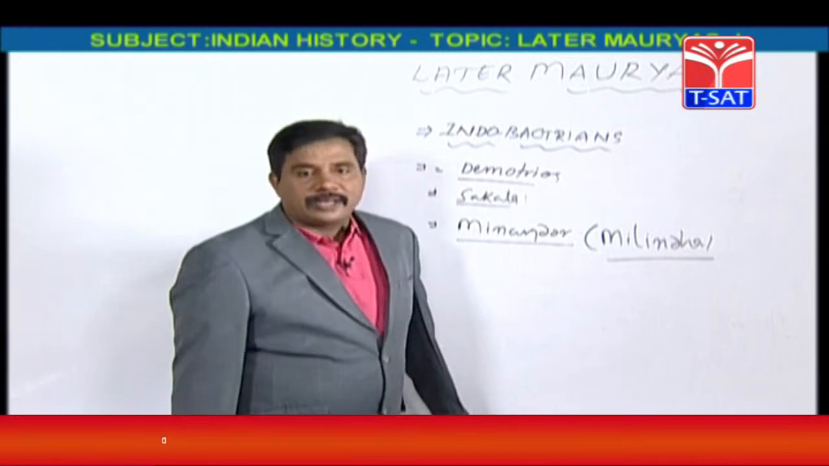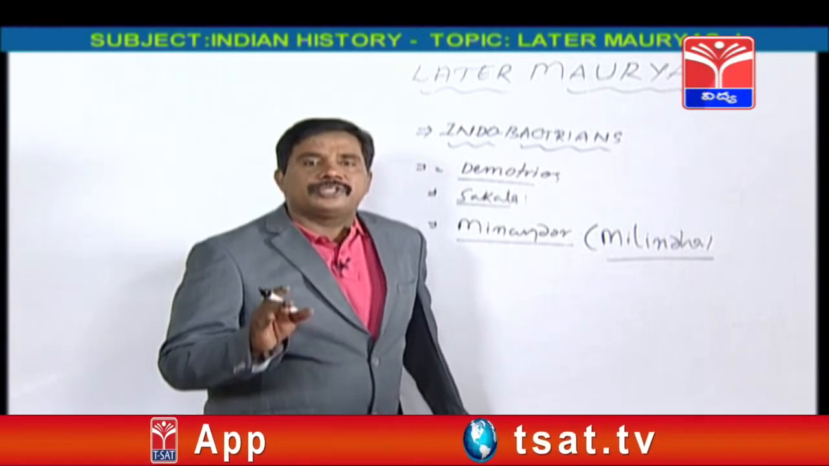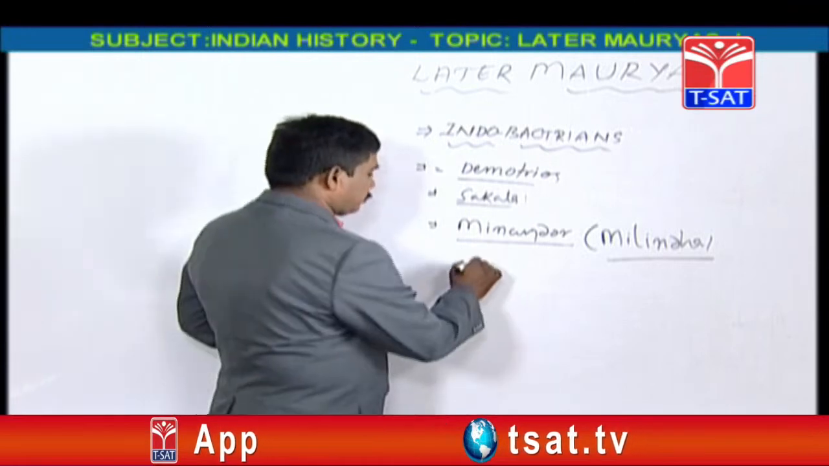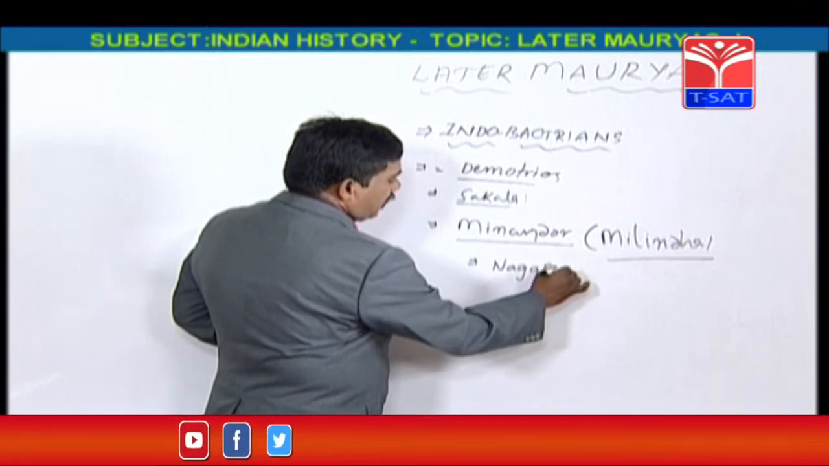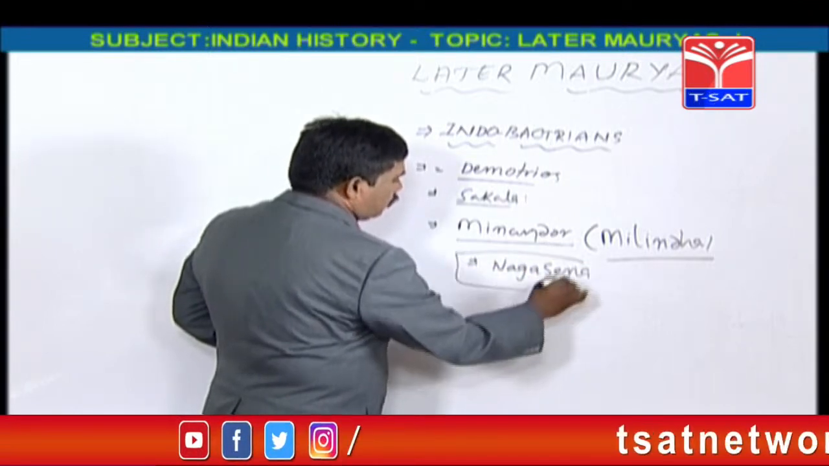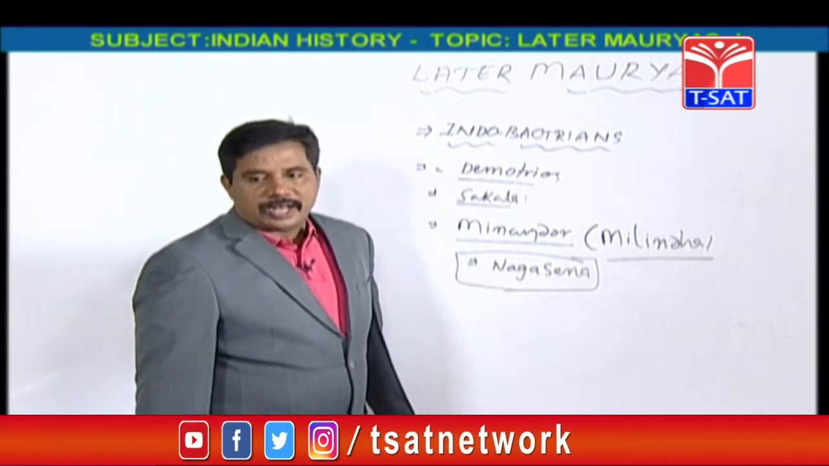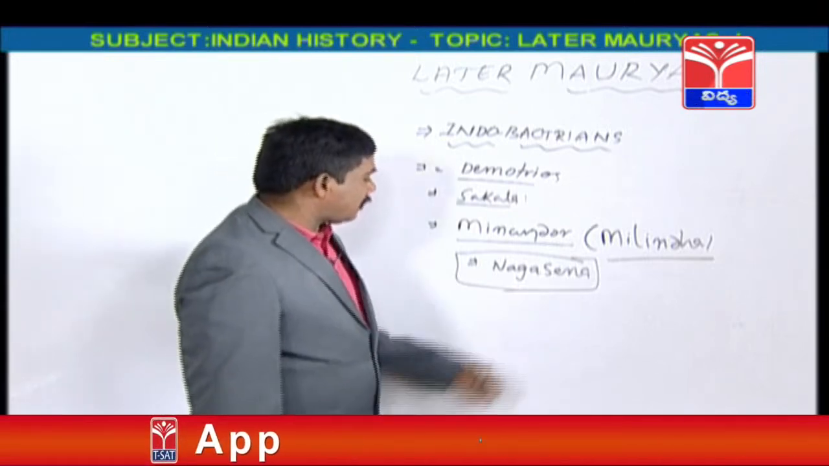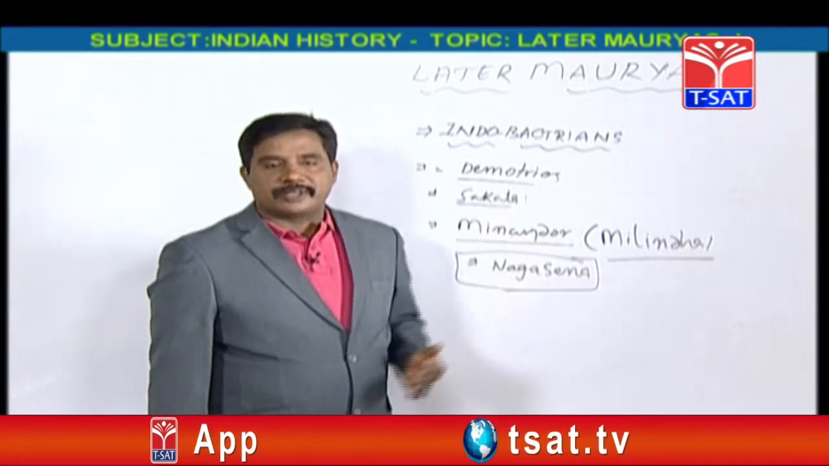So Menander was a Greek, although he took Buddhism because of Nagasena. Nagasena was a Buddhist monk. Because of Nagasena, Menander took Buddhism.